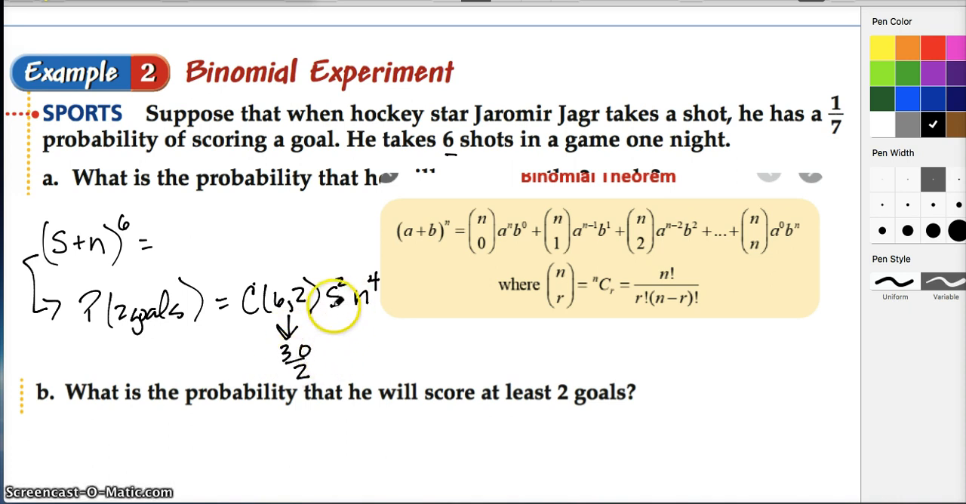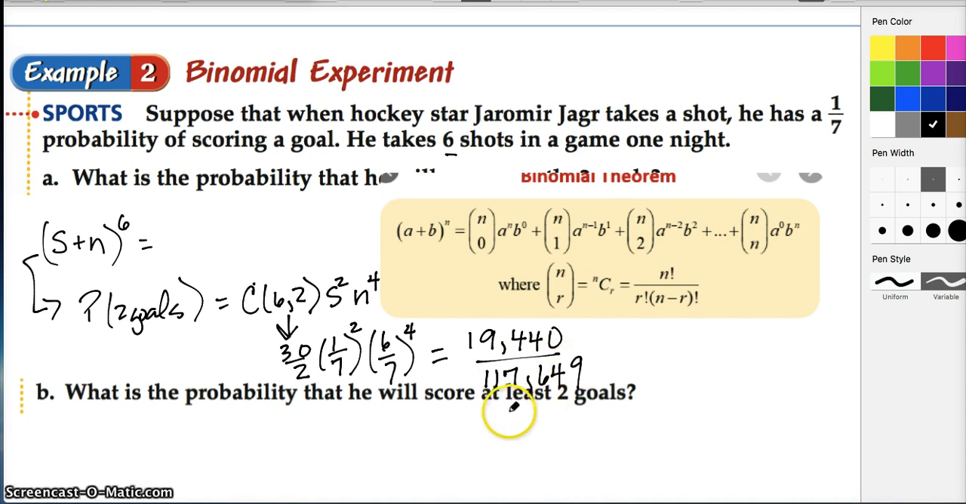And then we remember that the probability of him actually scoring was 1 out of 7. So that's 1 out of 7 squared. And then the probability of him not scoring would be obviously 6 out of 7 to the 4th power. When we calculate that, we end up with a ginormous number, 19,440. Of course, I'm expecting you to use a calculator here, and over 117,649. And so that's approximately 0.17 would be the probability for this event to occur.